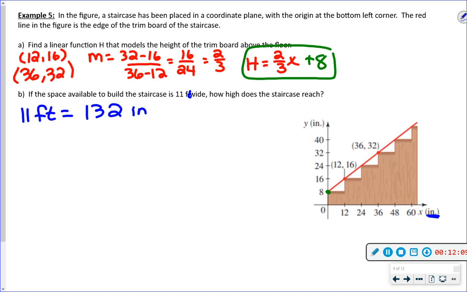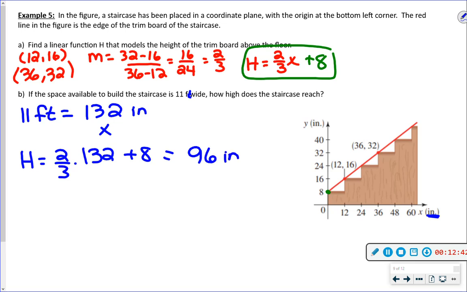Now, of course, that is what we are putting in for x on that guy. Because if the space available is 11 feet wide, left to right, you're finding the height, y. So we are putting this in our equation over there for x. We want the height. So 2/3 times 132, because we had to convert, plus 8. And I punched that in earlier. I don't have it memorized. You get 96 inches for that. And if you wanted to convert it back to feet, because you started in feet, I guess you could. It would be 8 feet, but I'm just going to leave it.